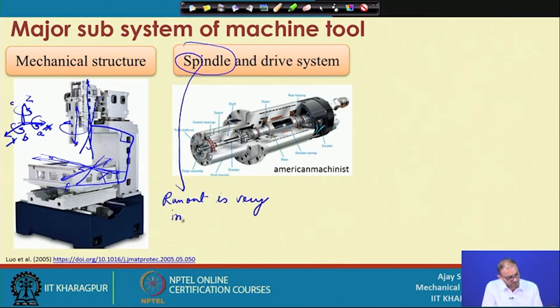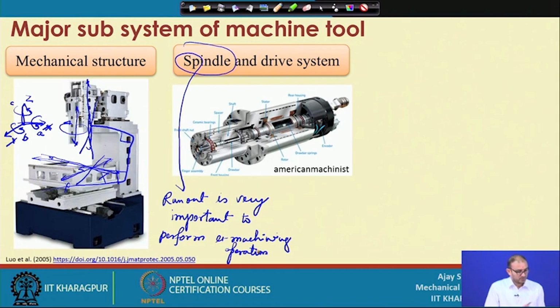Run out is very important to perform micro machining operation, correct. Run out means this is the axis, and then you have a run out of this. You expect the tool to rotate here, but your tool is rotating about this axis. This will be a few microns of radius, but that is still enough to create a bad component out of the machine part.